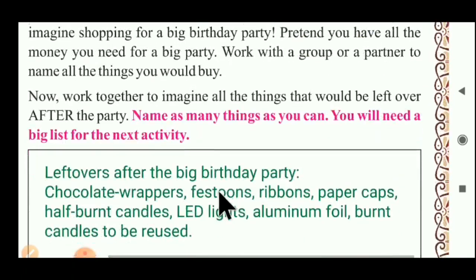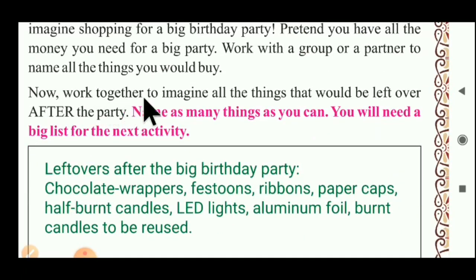Now what we have to do? Now work together to imagine all the things that would be left over after the party. Think about that: after completing your birthday party, what things are left over, remaining? Which types of things remain after completing your party? Name as many things as you can. You will need a big list for the next activity. Make a list here of which things are left over after completing our birthday party.